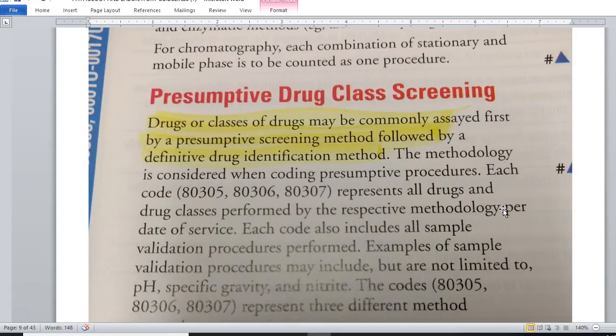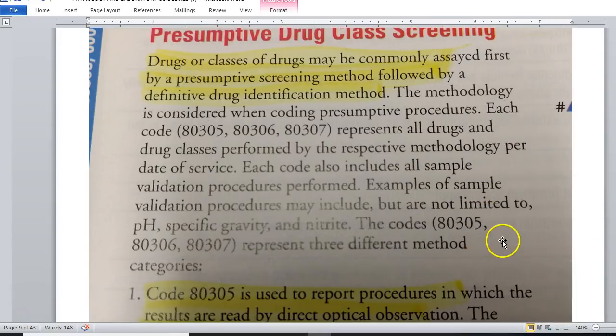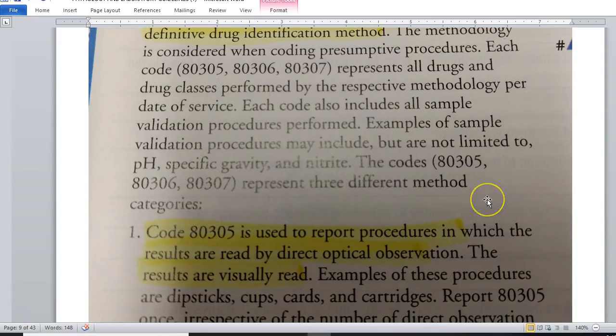The methodology is considered when coding presumptive procedures. Each code, which is the 80305, 306, and 307, represents all drugs and drug classes performed by the respective methodology per date of service. Okay, so it's per date.